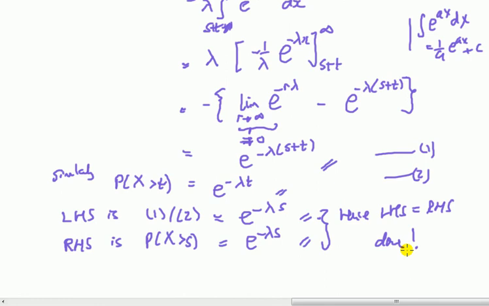Okay, so we've done 4 proofs for the memoryless property for geometric and exponential. Just to recap, among the discrete random variables, it's only the geometric distribution that has this memoryless property, and of the continuous random variables, only the exponential distribution has this property. For each, we've done 2 proofs. One method using the CDF, and the second method using the PDF for the continuous case, or the PMF for the discrete case.